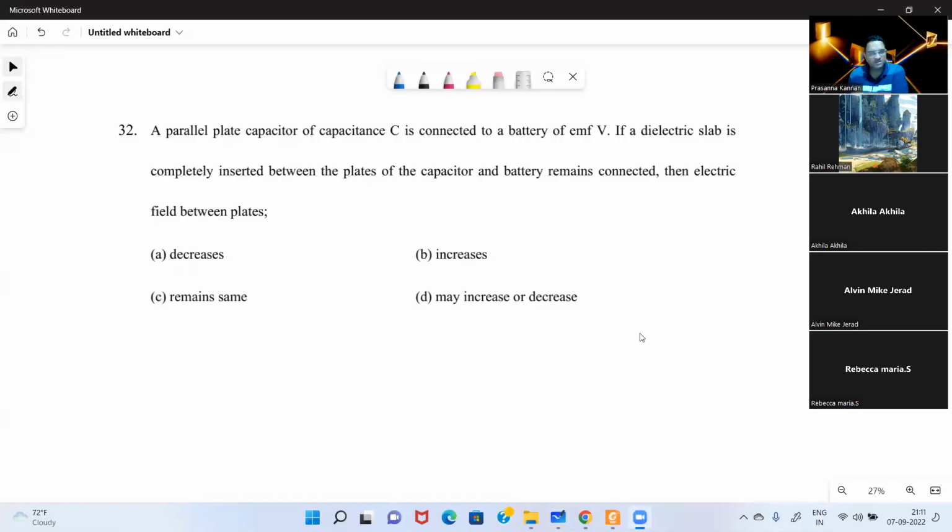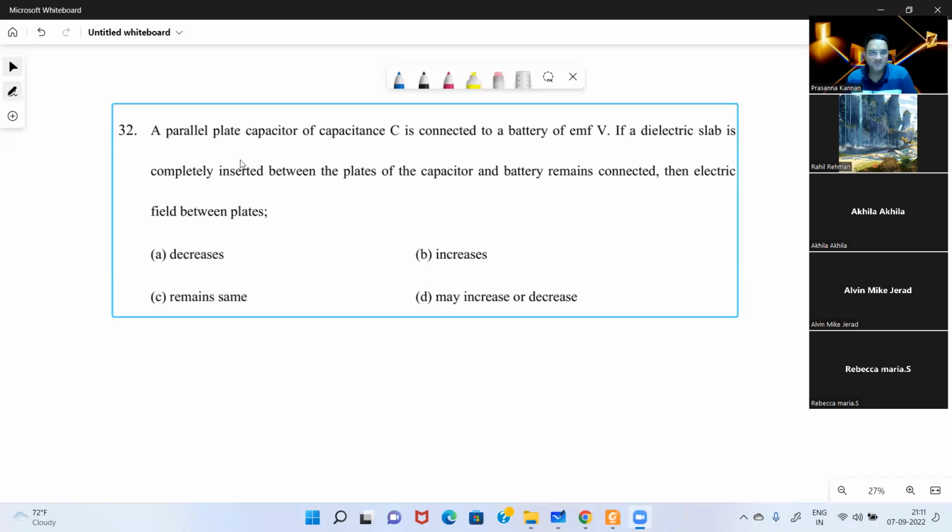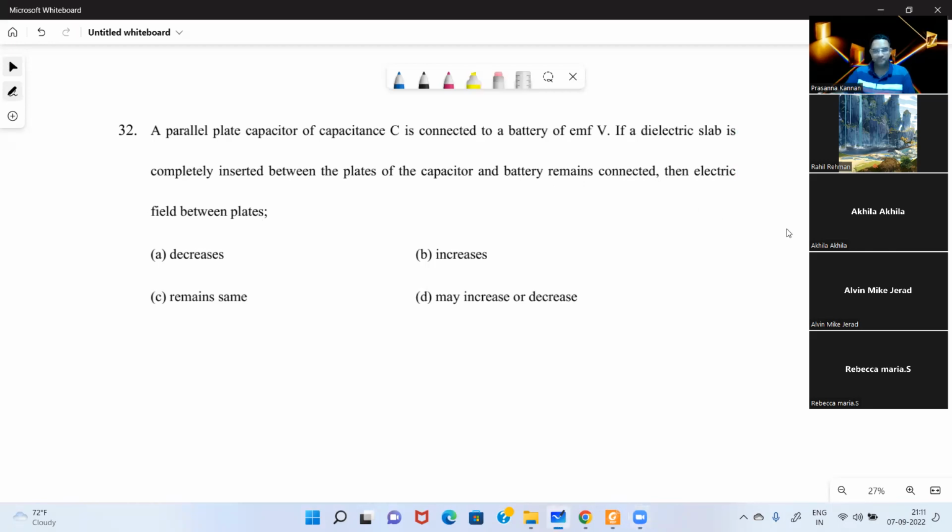Okay, now let's look at the next question. The next question says, a parallel plate capacitor of capacitance C is connected to a battery of EMF V. If a dielectric slab is completely inserted between the plates of the capacitor and the battery remains connected, then what happens to the electric field between the plates? So you have a capacitor. The capacitance of the capacitor is C, and it is connected to a battery of voltage V.